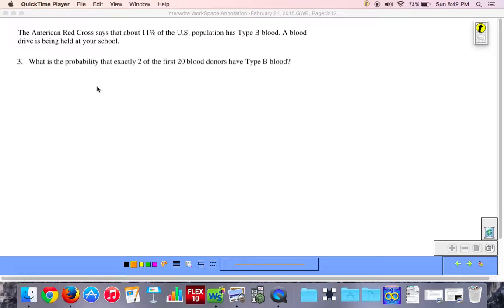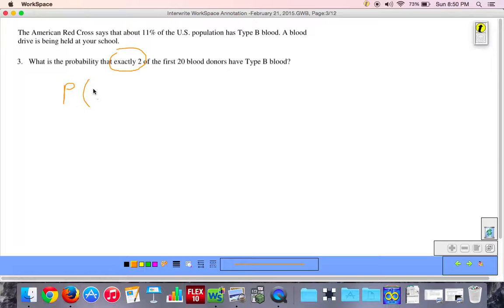And in number 3, it says, what is the probability of exactly 2, and these are some keywords, exactly 2, of the first 20 blood donors have type B blood. Now, we can tell just by the wording of this problem that this is a binomial model, okay? And the probability of a binomial model can be given by the formula, and make sure you check your Chapter 17 notes. The formula for exactly 2 would look like this.